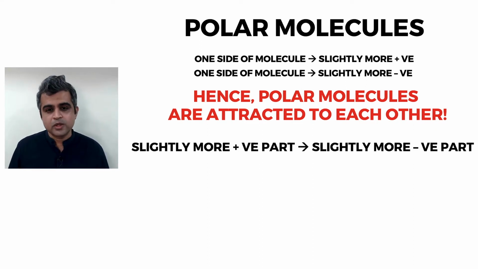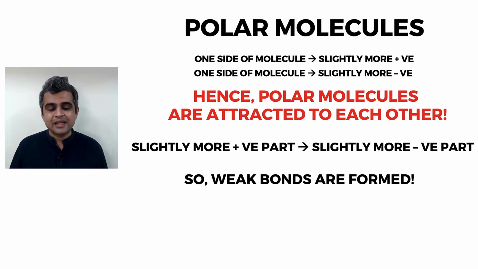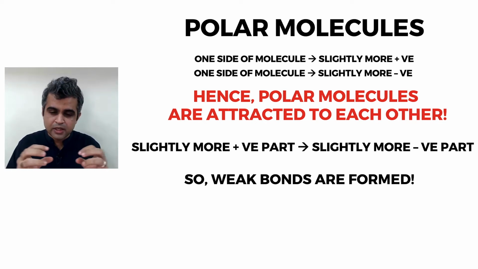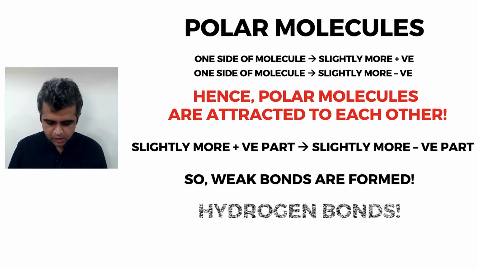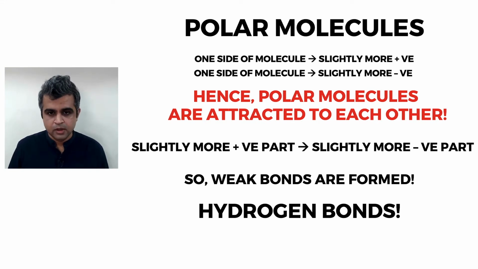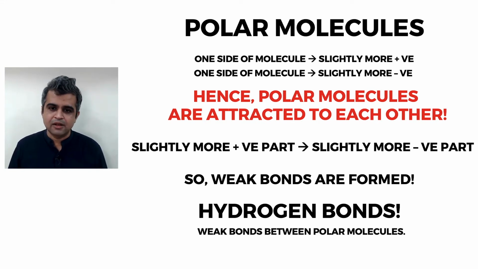So the slightly more positive part will be attracted towards the slightly more negative part, which means that there is weak bonding between the different polar molecules, or for that matter even ionic molecules in a polar solution. They are going to have weak bonds which are going to be formed, and these, dear children, you have to remember, are called hydrogen bonds. The definition of hydrogen bonds itself is the weak bonds which take place between polar molecules or molecules which have subunits which have charge.